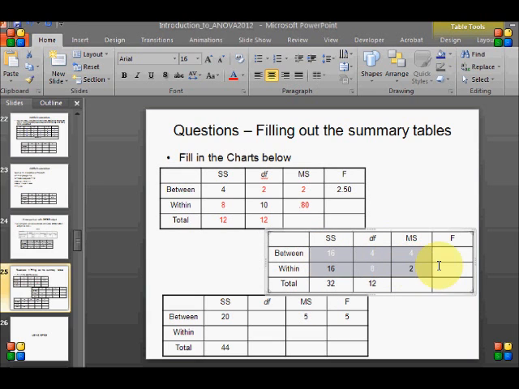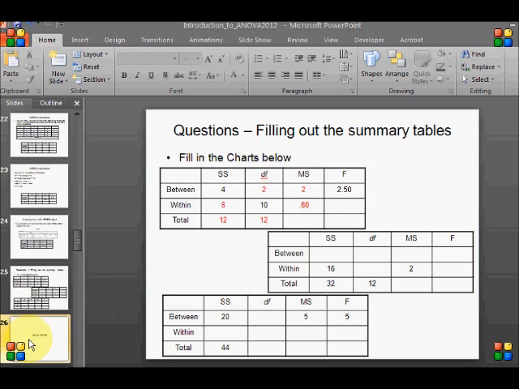And I'll let you fill in the rest yourself. The answers are there, just so you can see them. But it's important that you know how to do this because I will be asking you to do this on the exam. Yay!